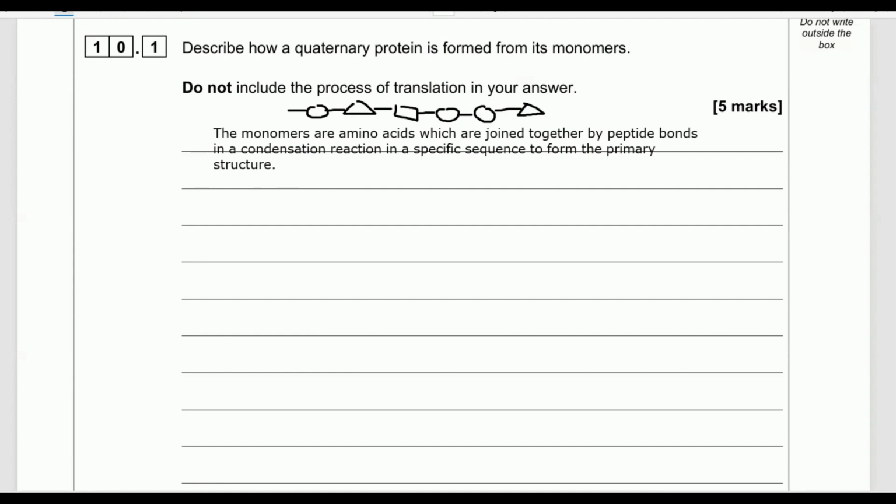Of course, that forms the specific sequence, i.e. I've got circle, triangle, square, circle, circle, triangle. The specific sequence of the amino acids forms the unique primary structure of a polypeptide.